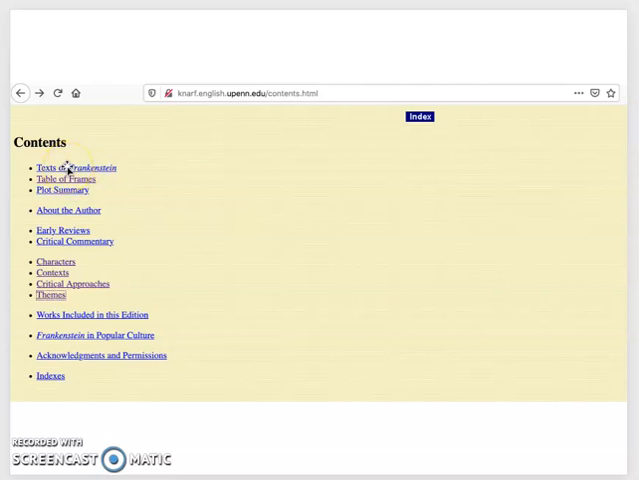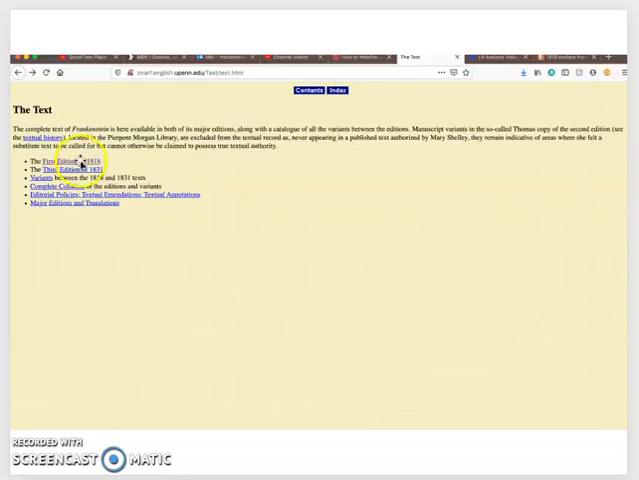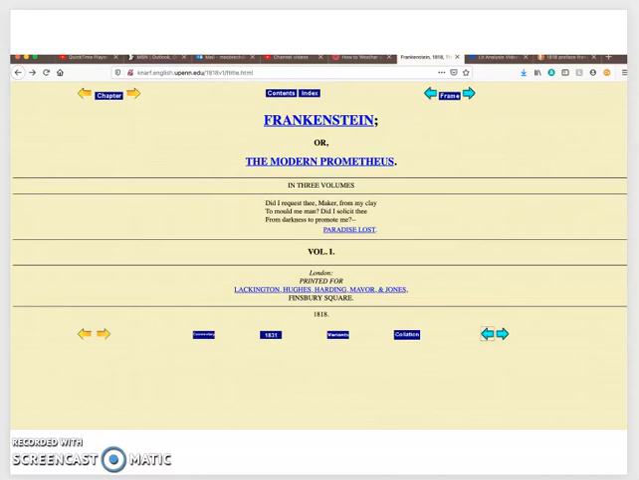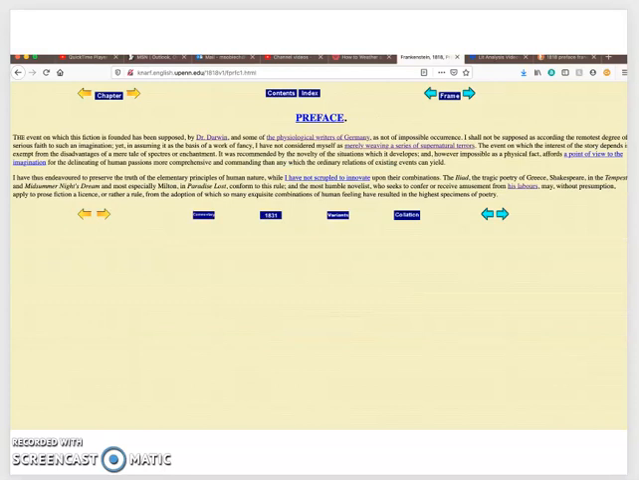So we're going to look today at Texts of Frankenstein. If y'all click on Texts of Frankenstein, it's going to bring you to these two. Click on the first edition, which is the one that we're using from 1818. And when you do, it's going to bring you to this page, which is the start. If you want to go back, there's the contents. Just click on that. And of course, if you want to move forward, just use these right, left arrows. So anyhow, we're going to go forward, and this is the preface.